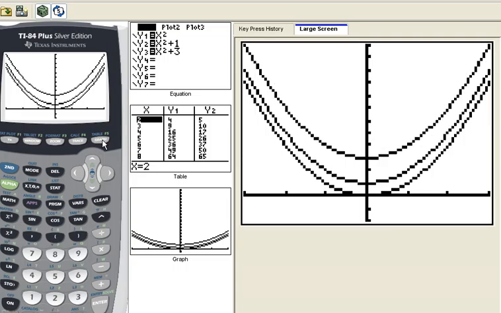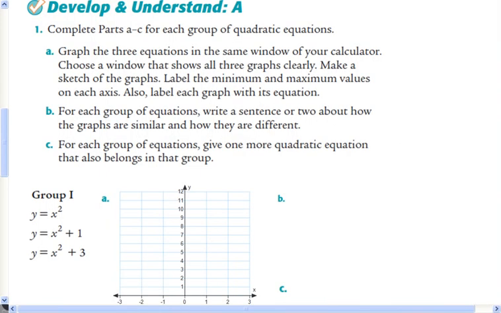What we're going to do now is describe how they're different. One thing you should notice is pretty much the curve of all of them is the same. The y-intercepts, which happens to be the same as the vertex in this case, are all different. And we're going to try and describe some of those differences here.